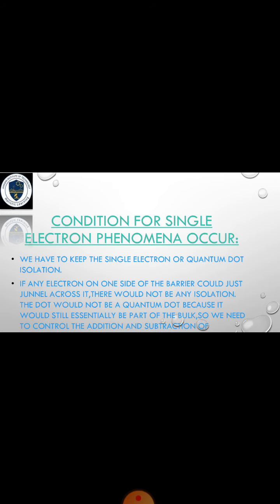Condition for single electron phenomena. We have to keep the single electron or quantum dot isolated. If any electrons on one side of the barrier could just tunnel across it, there would not be any isolation. This would not be a quantum dot because it would still essentially be part of the bulk, so we need to control the addition and subtraction.